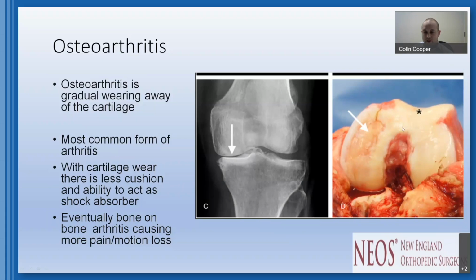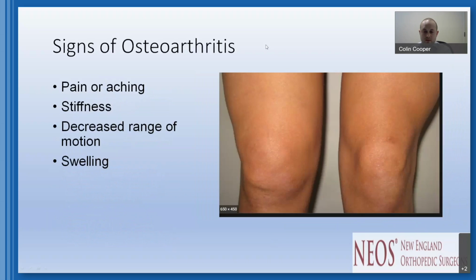This is also seen in this live surgery. So this is a left knee as well, and you can see the cartilage here remaining on the outside portion of the knee, that slippery, glistening, smooth substance, which allows the bones to glide together pain-free. And then here on the inside, this is where all the cartilage has eroded, and we're seeing the subchondral bone below. Some signs of osteoarthritis include pain or aching, stiffness, decreased range of motion, as well as swelling.